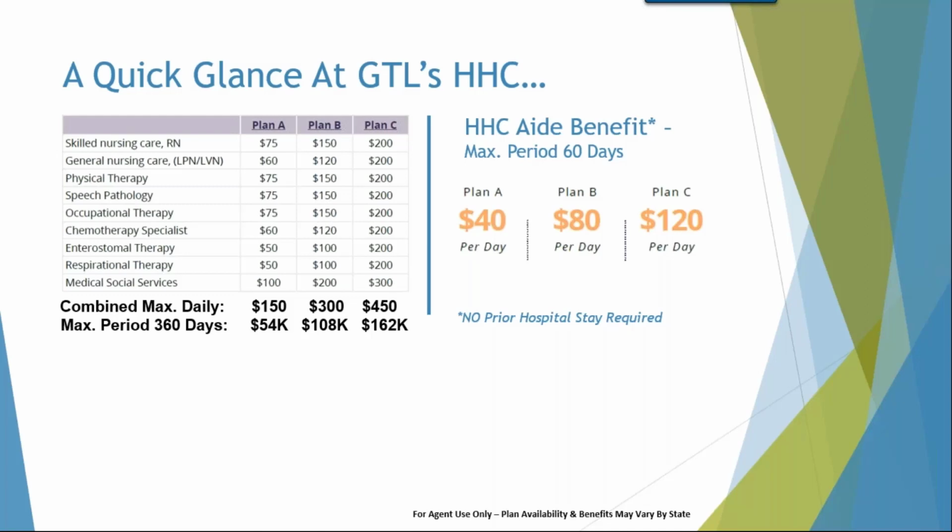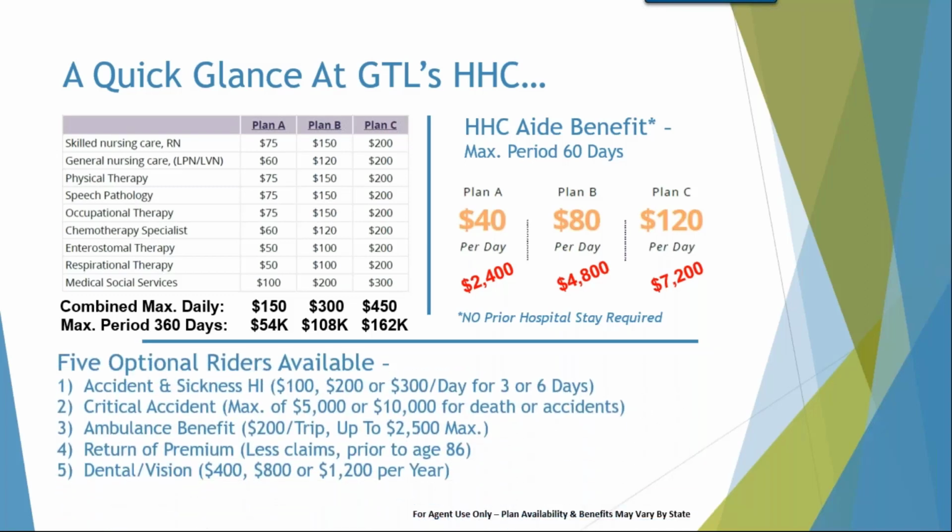It also pays for home health care aids, maximum of 60 days for a period. But if you get Plan A, you can see it's $40, $80, $120. And if you multiply that by 60 days, I even did the math for you there, $7,200. No prior hospital stay required like some of the previous plans had for that home health care aid benefit. And then there's some optional riders included there too that I'm not going to go into today, but a nice solid plan.